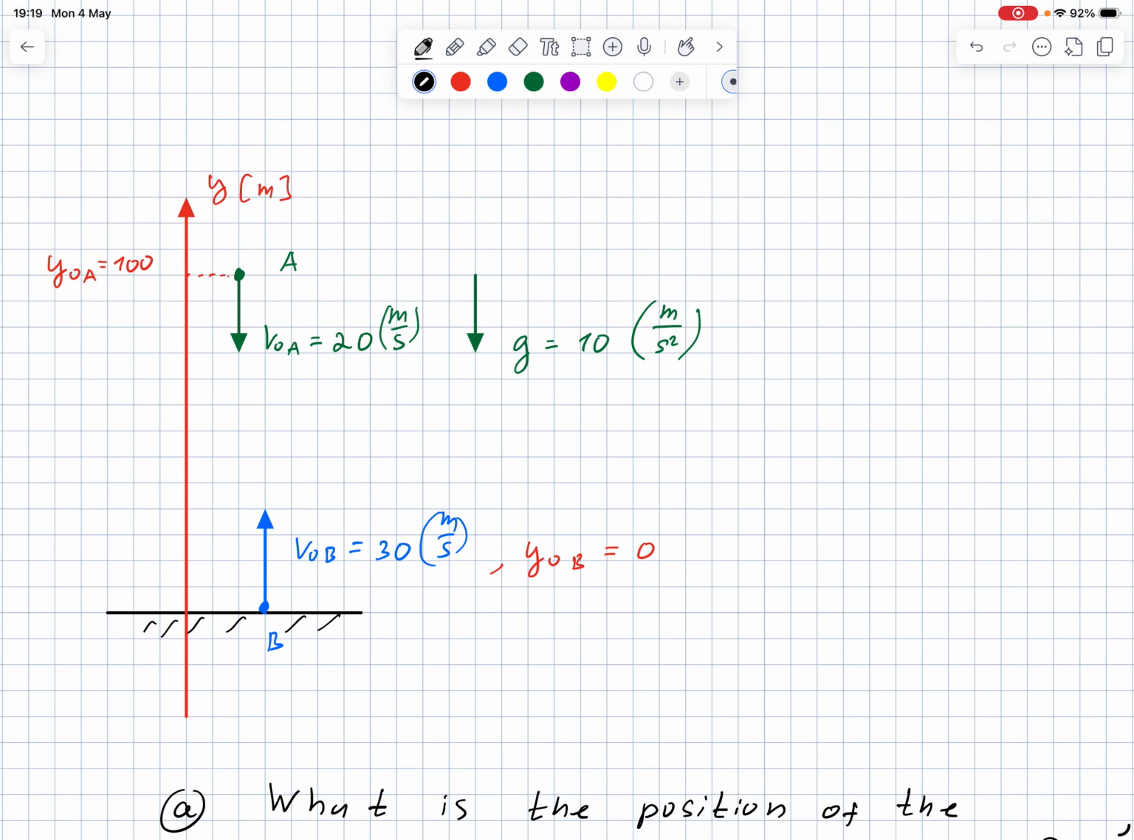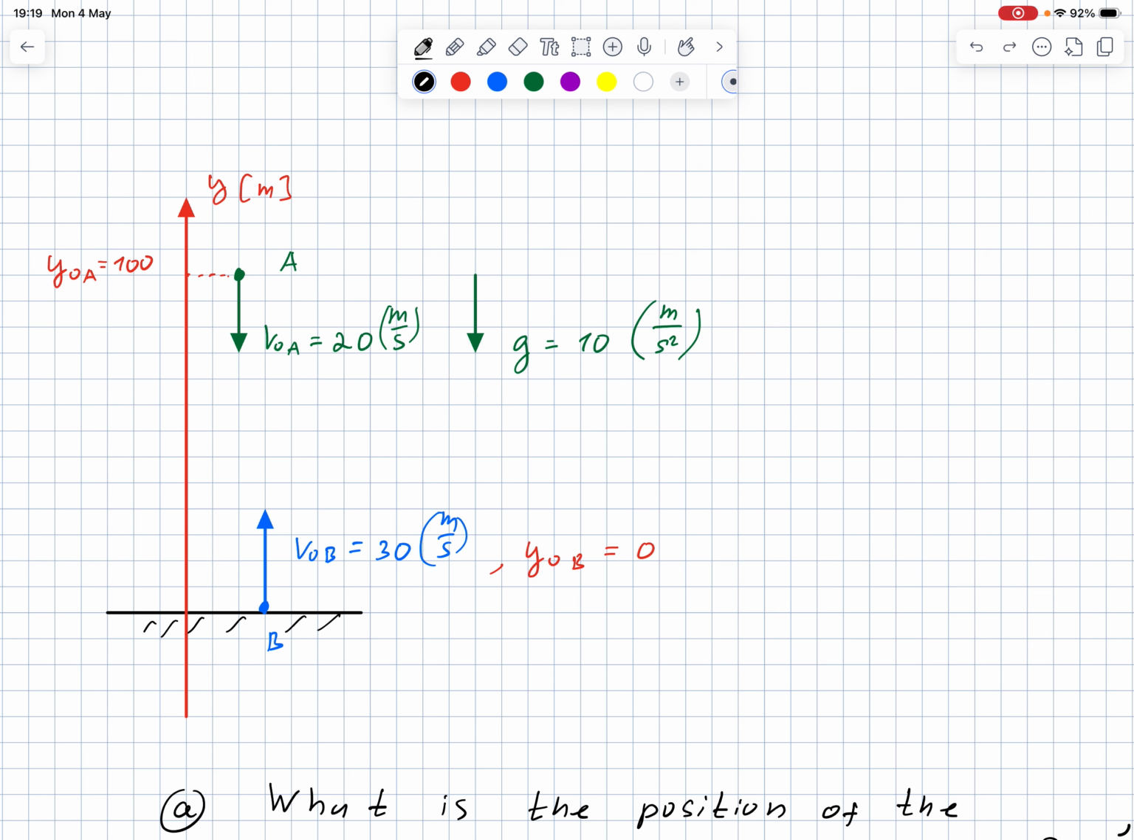Let's see what we have here. We have two objects. One of them, which we call A, has an initial position of 100 meters above the ground. Also, this object has an initial velocity of 20 meters per second towards the ground. The direction of the y-axis is upwards. Gravitational acceleration, of course, is towards the ground with a magnitude of 10 meters per second squared.